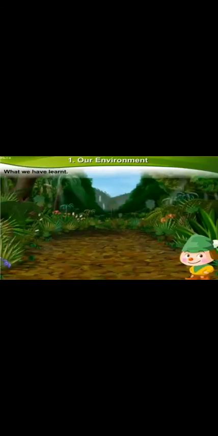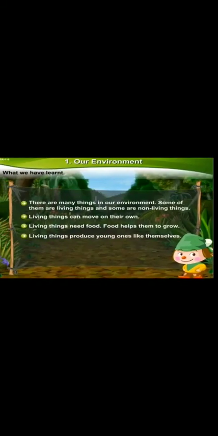What we learned from the chapter Our Environment. There are many things in our environment. Some of them are living things and some are non-living things. Living things can move on their own. Living things need food. Food helps them to grow. Living things produce young ones like themselves.